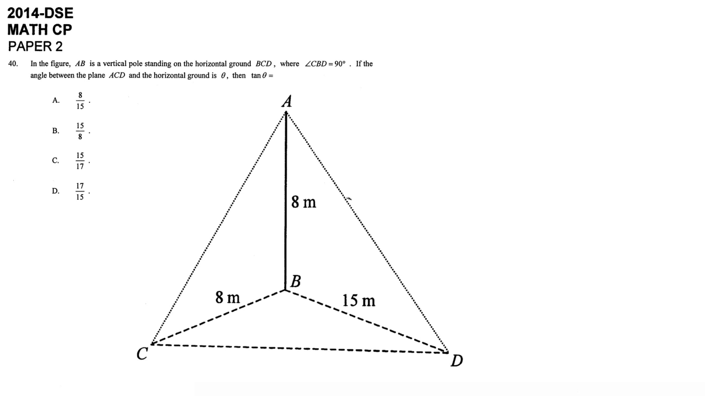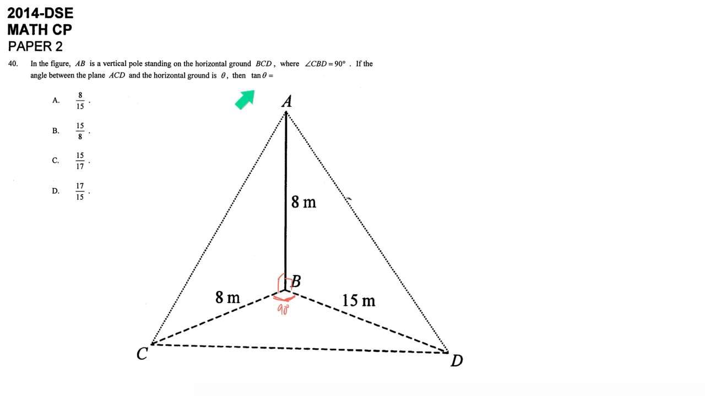Question 40 is a 3D trigonometric question again. In this question, they tell you that AB is a vertical pole. So this implies this is perpendicular to the horizontal ground in any direction. And then we have angle CBD equal to 90 degrees. So this is 90 degrees also.